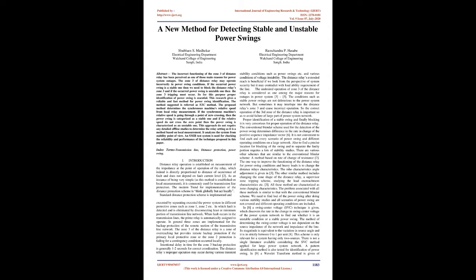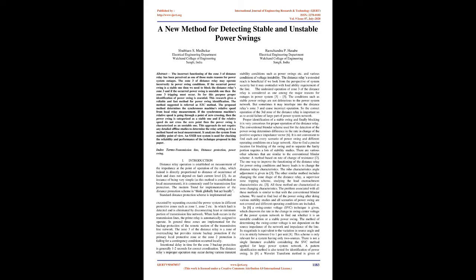Standard distance protection scheme is implemented and executed by separating the power system into different protective zones such as Zone 1, Zone 2, etc., in which a fault is detected and is eliminated by disconnecting the minimum portion of the transmission line network. When a fault occurs in the transmission lines, the prime relay is automatically assigned to operate.